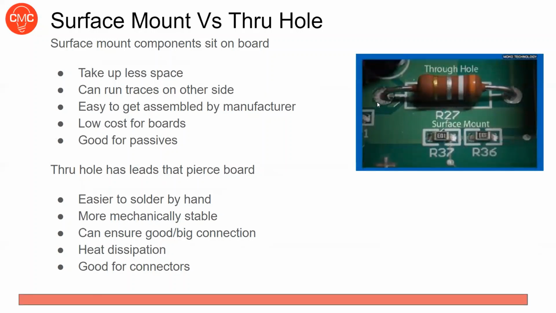Through-hole has these leads that pierce through the board, so that's why they're going through. These are a lot easier to solder by hand, and they're more mechanically stable, so if there's any kind of stress or strain on these components, it's good to have it be a through-hole, like for connectors and that kind of thing that are going to be tugged on by people. Great to have through-hole. It ensures a really strong connection because it's going all the way through and being soldered on both sides. Whereas these just have a smaller connection, and it's a little bit less stable. Good for heat dissipation because you have more area. And like I mentioned, really great for connectors because they have stress on them.